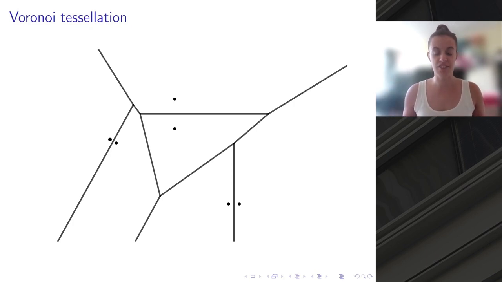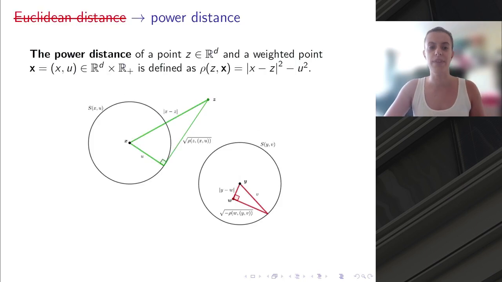And we can generalize this concept very nicely just by considering a different means of distance. So for us, this will be the so-called power distance. And this has a very nice geometric interpretation. So what does it mean? Basically, we take some weighted point, and let's now imagine it in R2. So we have x, and then we assign some weight to it, and it is positive, so we can imagine it as a circle with the radius equal to this weight. And then the power distance of some point z to this weighted point u is defined by this formula.